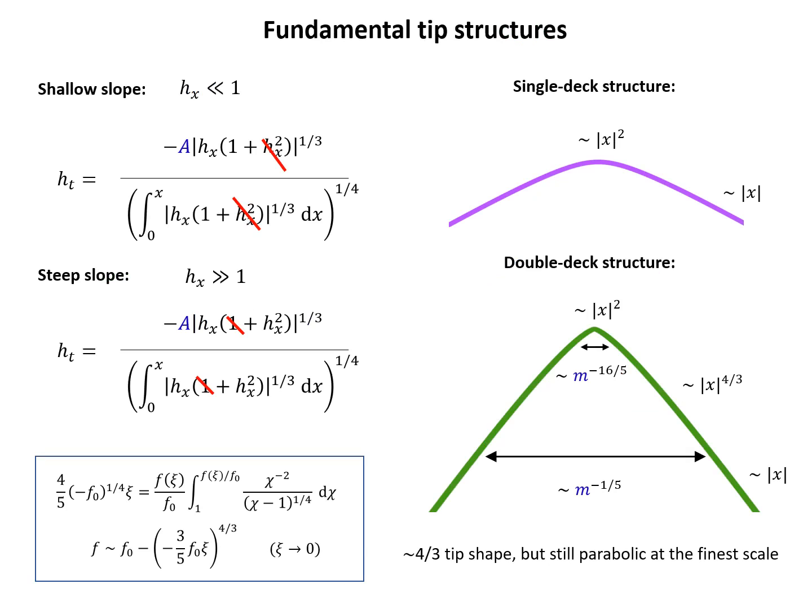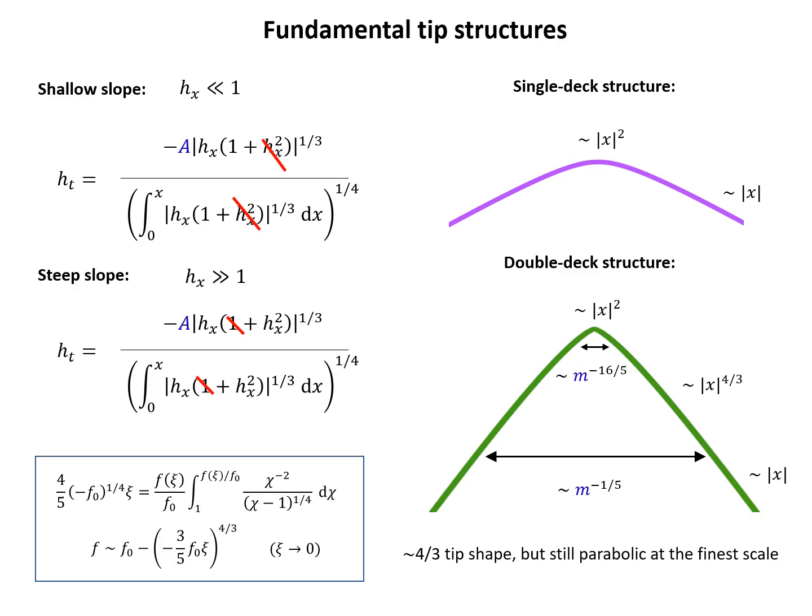So what's happening here is that there are two different reductions of the model that are possible. For a shallow slope, you can neglect this dh by dx squared in the governing equation, and the resulting simplified governing equation has a universal solution subject to scaling, which I've shown on the right here. And similarly, you can neglect the 1 in the limit of a steep slope, and you get this fundamental tip structure that I've shown on the right here.